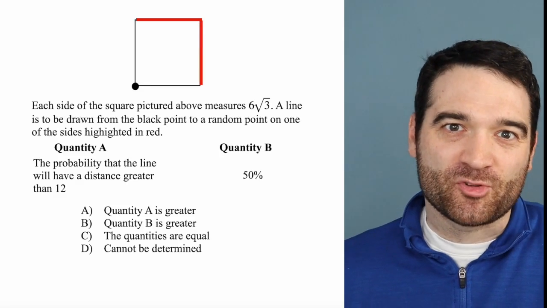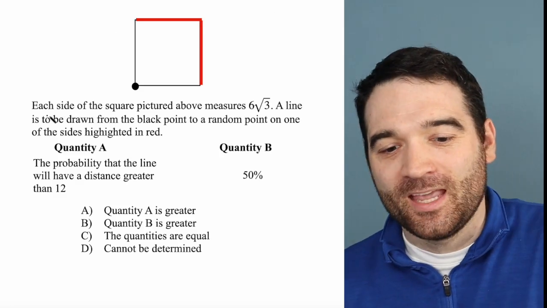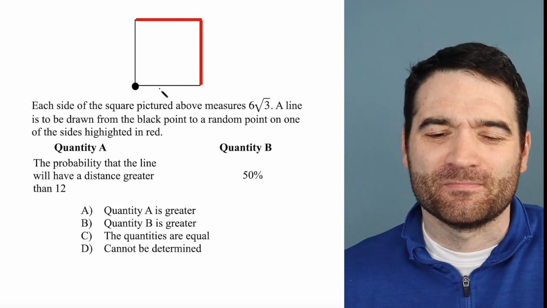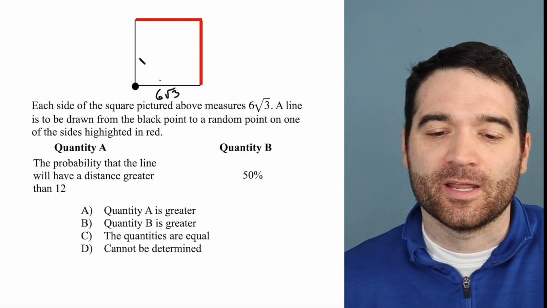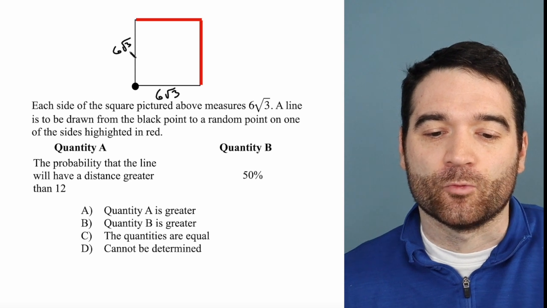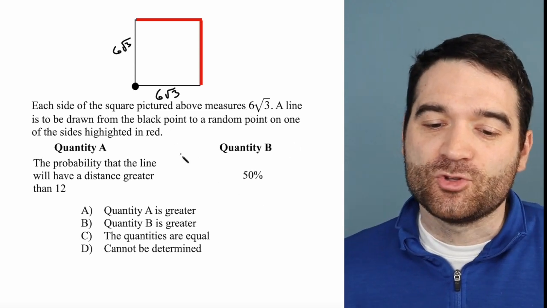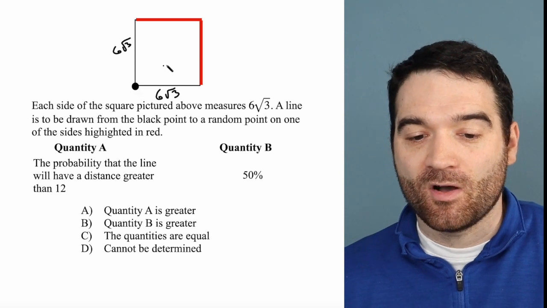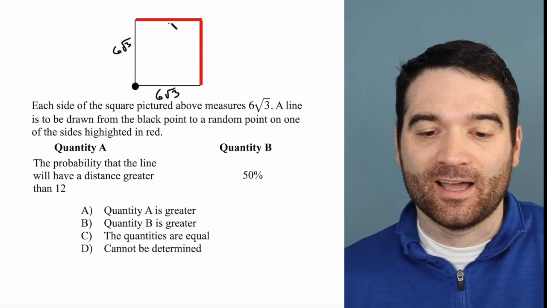Here's a GRE geometry question. Let's take a look. Each side of the square pictured above measures 6 root 3. Let me just note that right now: 6 root 3 and 6 root 3. Okay, a line is to be drawn from the black point right there to a random point on one of the sides highlighted in red.